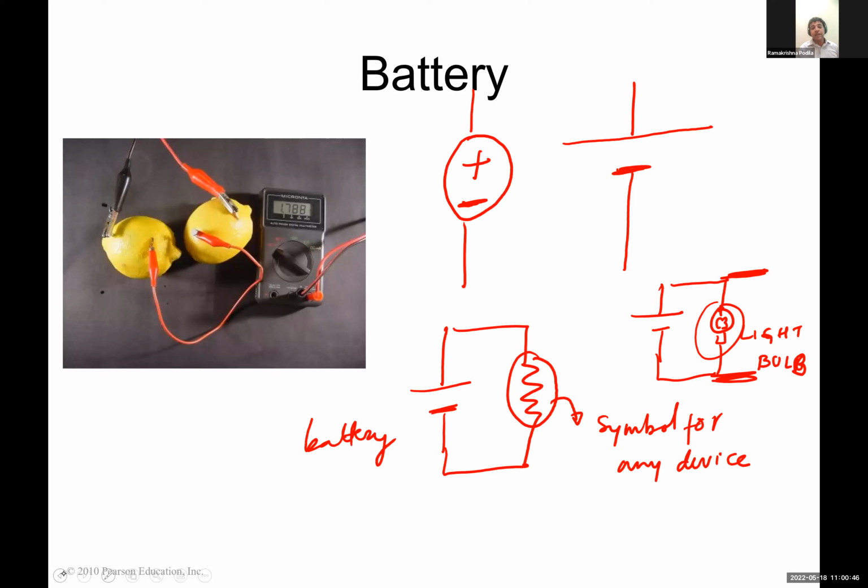So what is their answer? Would the charges flow through the light bulb? Would the current flow through the wire?